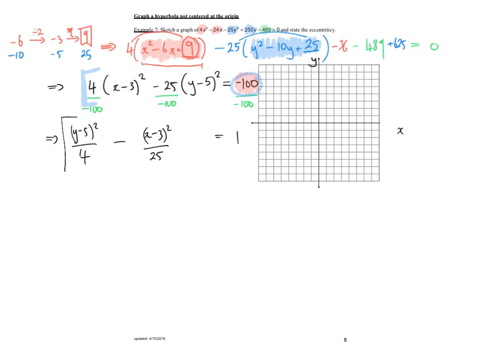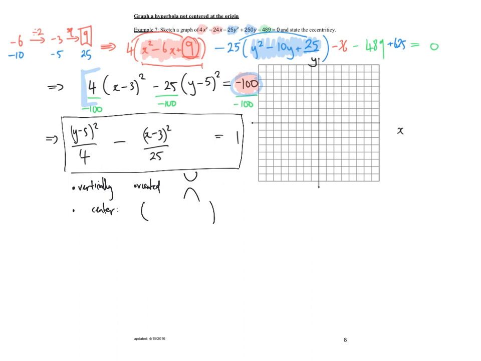So this is the equation that we're going to be working with. What do we need to know? Well, certainly it is vertically oriented because it's the y bracket that is positive. What is the center? Well, I can read it off. The x coordinate comes from the x bracket, and the y coordinate comes from the y bracket. So the center is at 3, 5. So 1, 2, 3, 1, 2, 3, 4, 5. There is our center. Let's figure out what a and b are so we can see the vertices and co-vertices.